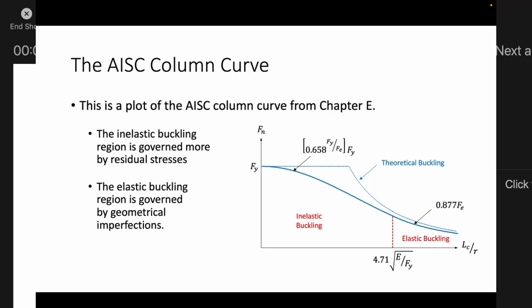Whereas, what do the columns look like over here? Really long, thin, slender columns. So they're the ones that are going to buckle. So as your slenderness goes up, the capacity goes down, right? Doesn't that make sense, right?